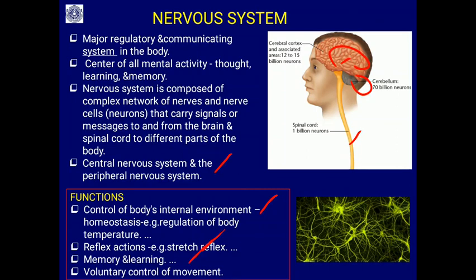Then memory and learning. It is very important, as a student, that you know how to improve your memory, how to improve your long-term memory, and how to improve your learning process. This is because it is a function of the nervous system. Then the voluntary control of movements, all your movements, whether locomotion, movements of your hand and eyes, movements of the air passages, or food in the digestive system, are controlled by the nervous system.